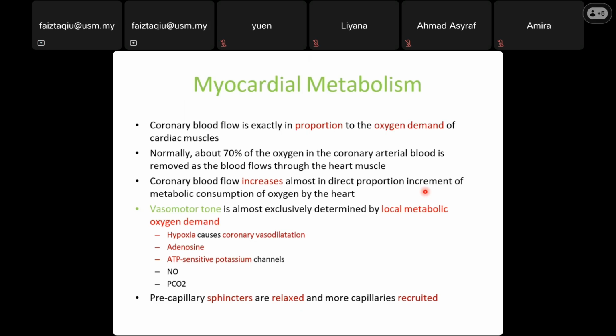So pre-capillary sphincters are relaxed and more capillaries are opened.